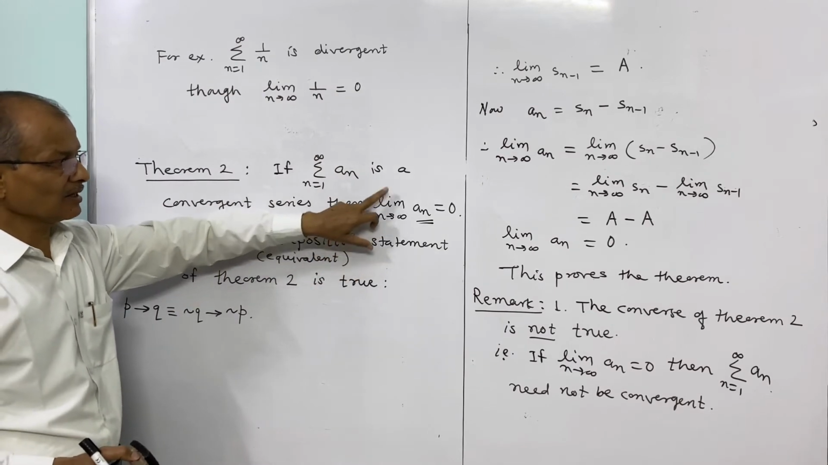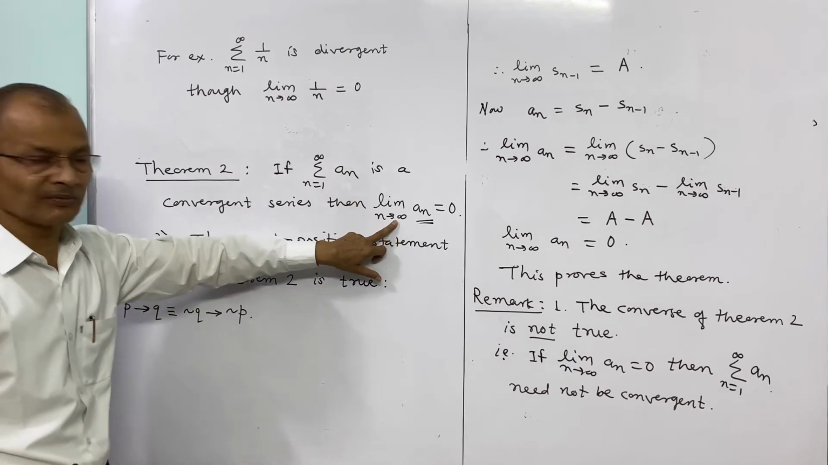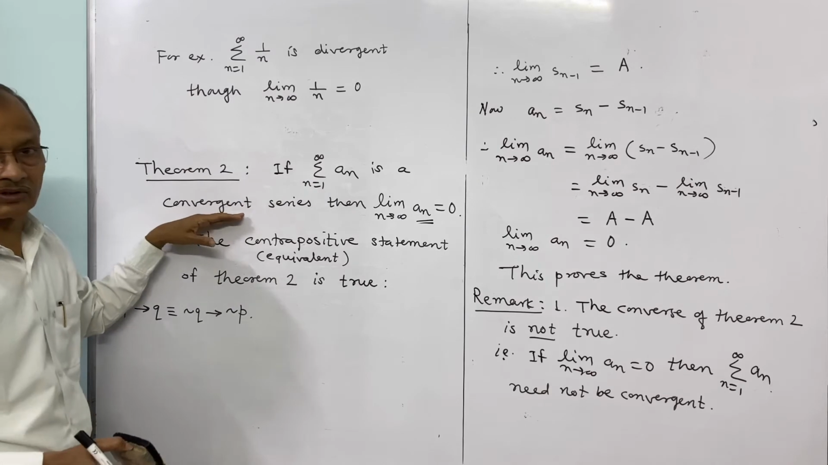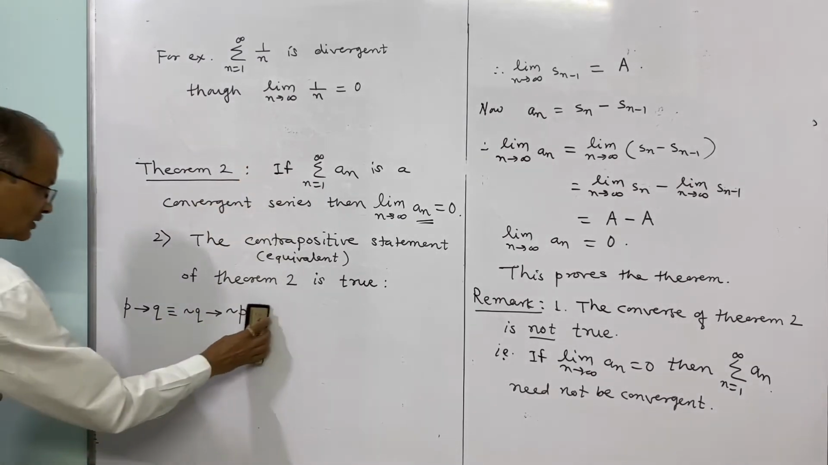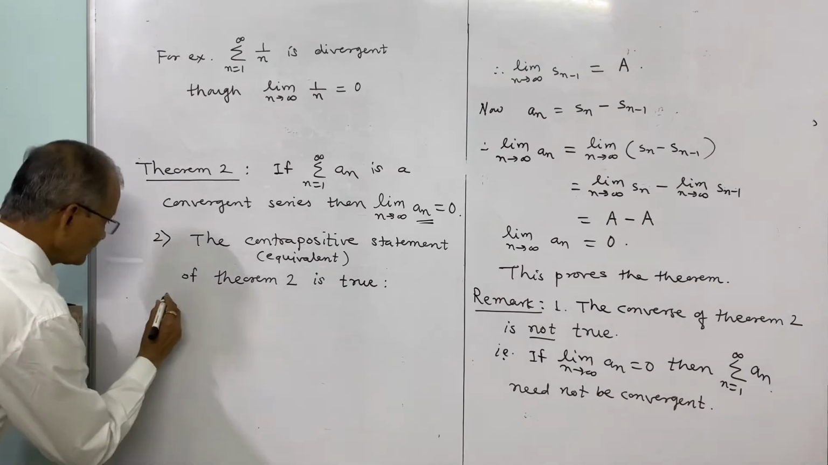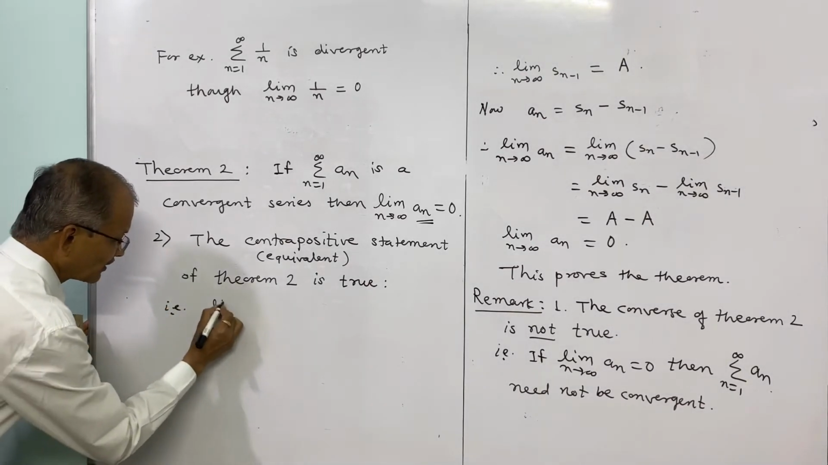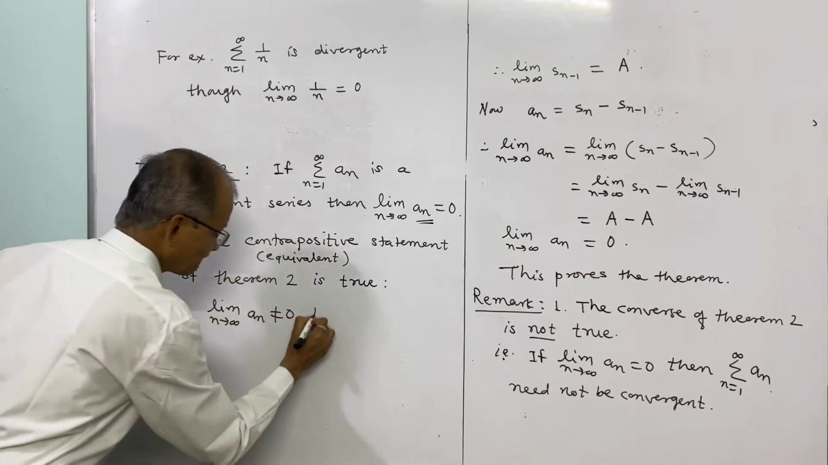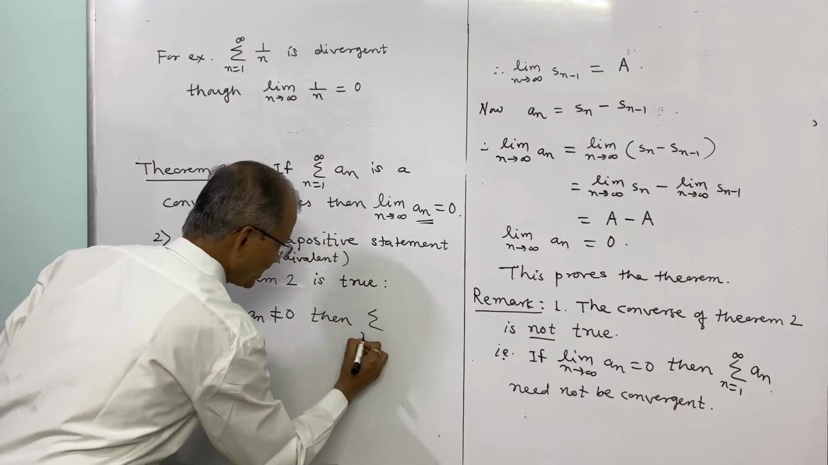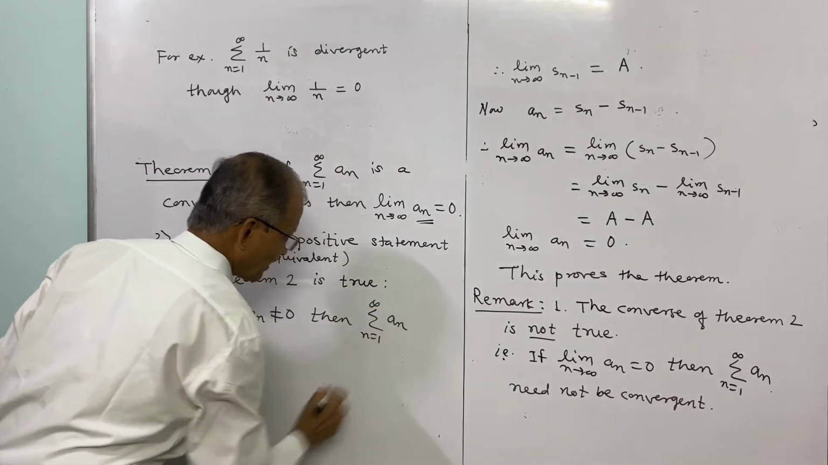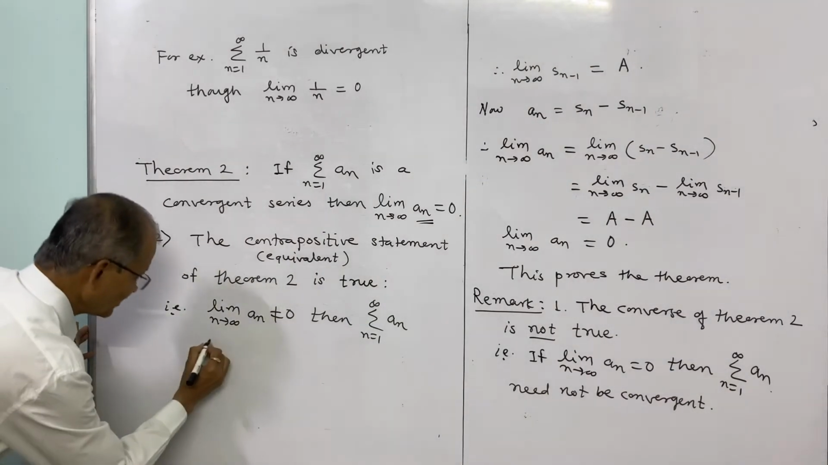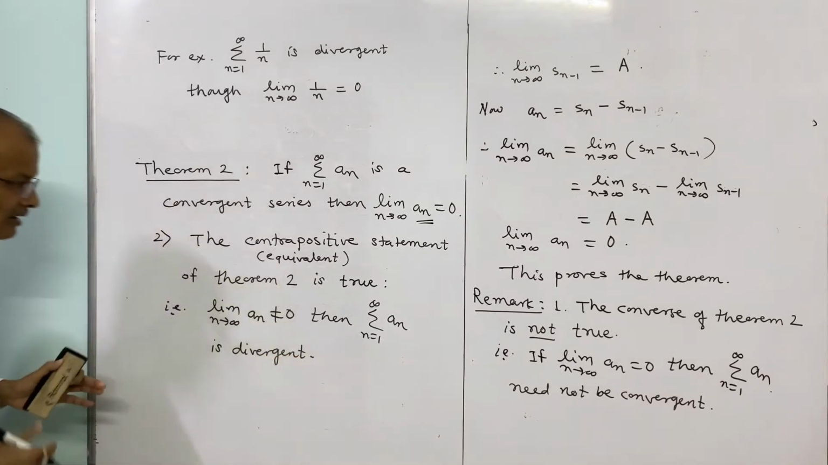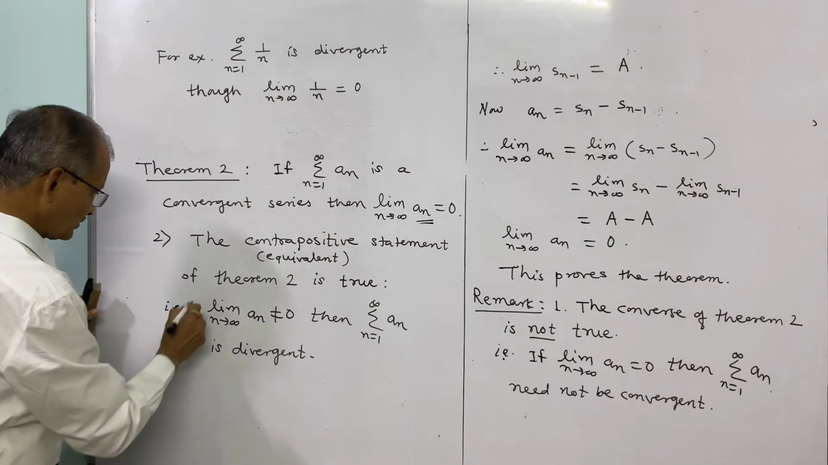Or in other words, if limit of an as n tends to infinity is not equal to 0, then sigma an is not convergent, or that is divergent. So that is the contrapositive: if limit n tends to infinity of an is not equal to 0, then summation an as n takes value 1 to infinity is divergent. Not convergent means it is divergent. So this is the result, and we should remember this also.